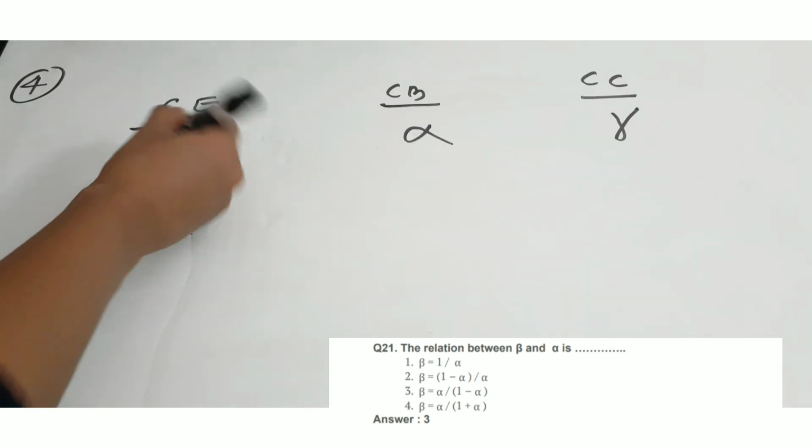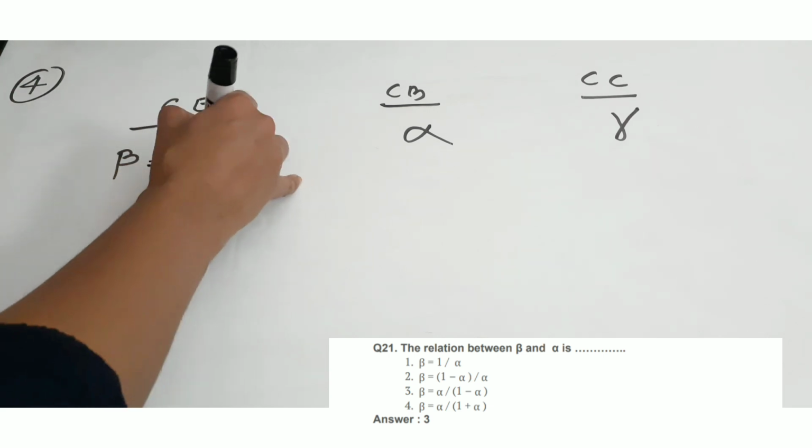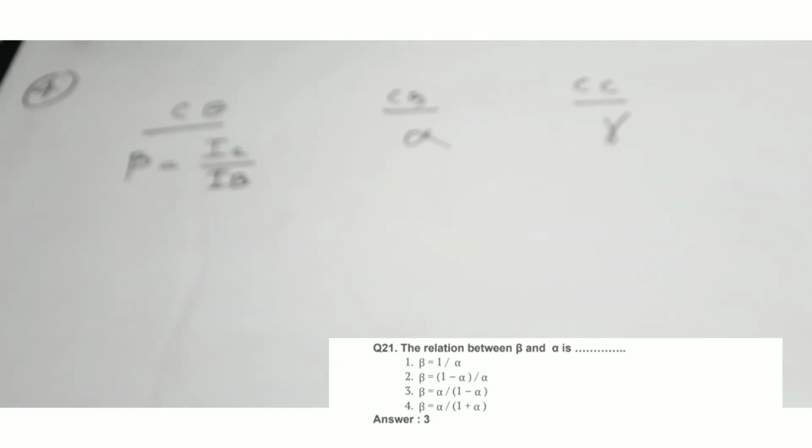And the expressions also I'll write. For beta, the equation is IC by IB. We have already used this equation.